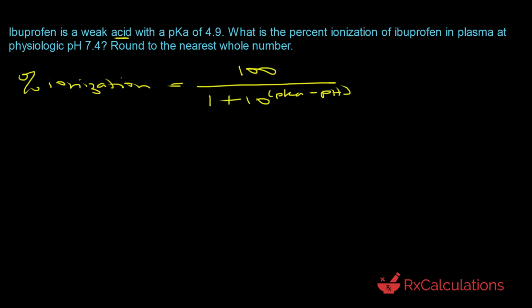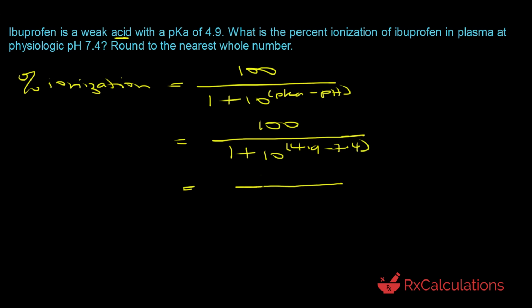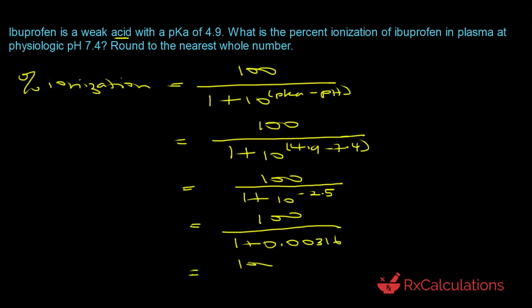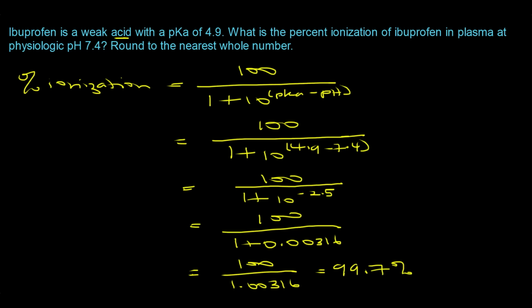Now we simply substitute in the values. We have 100 divided by 1 plus 10 to the power 4.9 minus 7.4, which is 100 divided by 1 plus 10 to the negative 2.5. That's essentially 100 divided by 1 plus 0.00316, which is 100 divided by 1.00316. That's equal to 99.7%. It says round to the nearest whole number, so that's essentially 100% ionized.